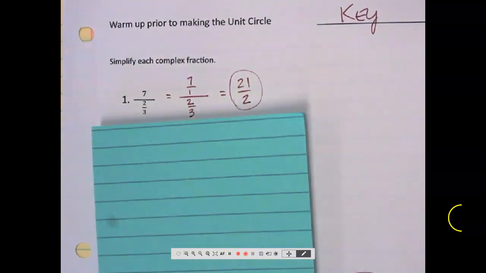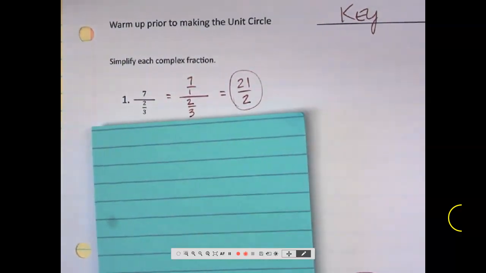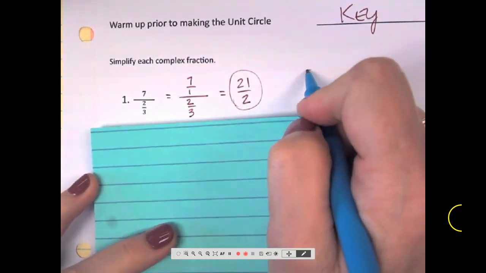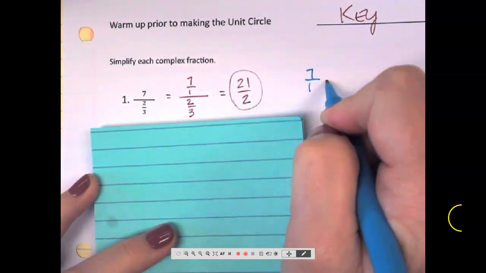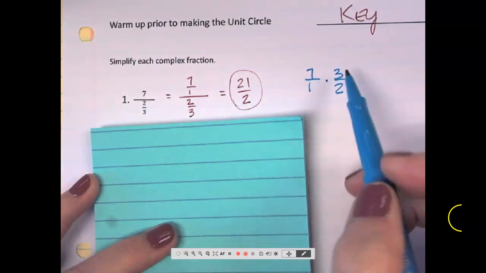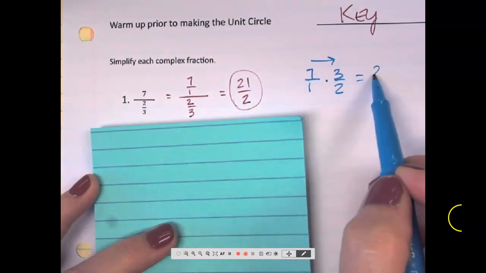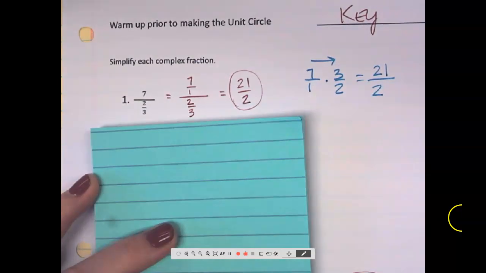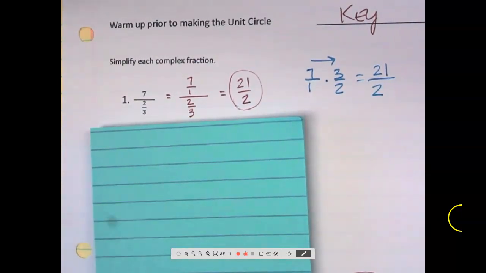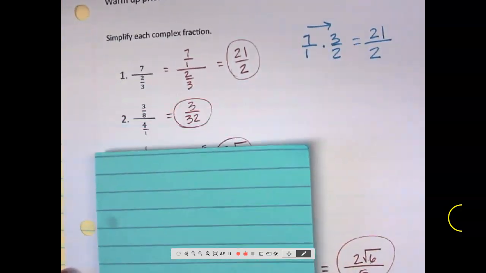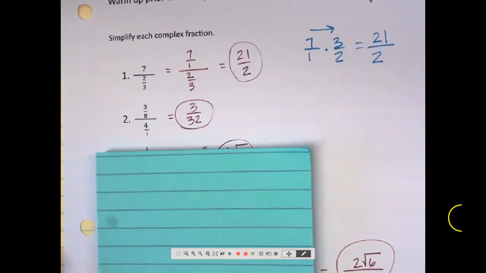Okay, number 1, did you get that? Okay, so some of you are saying, I can't remember what goes on top and what goes on the bottom. If you forget, set up your normal keep change flip. So that's a 7/1 times 3/2. And then right away you'll see that, oh yeah, the 7 and the 3 go on top and the 2 and the 1 go on the bottom. Okay, so if you forget, just set it up once and then that should remind you. Okay, get that for the next one. 3/32.